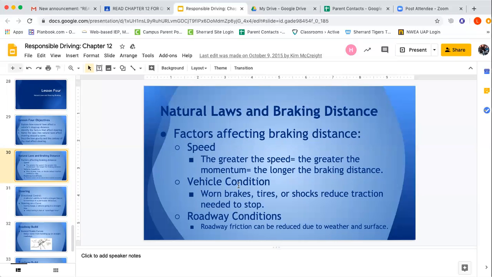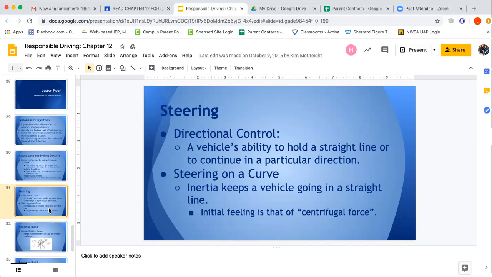Vehicle condition. Worn brakes, tires, or shocks obviously will reduce your traction in order to stop. So, if I'm having to brake really fast and I don't have great brakes in my vehicle, that is going to affect how quickly I'm able to brake. And then obviously roadway conditions as well. Roadway friction can be reduced due to weather and surface. So if it's snowy or icy out, that is going to affect your ability to brake and how quickly you brake. Okay, so what natural laws affect steering?